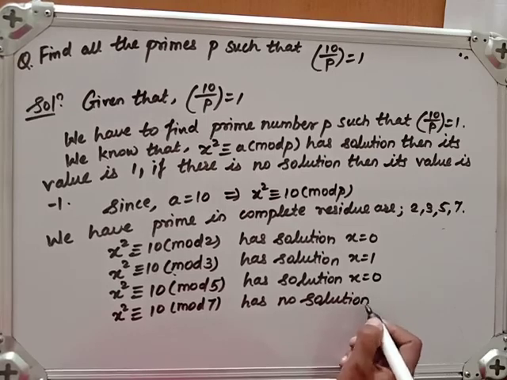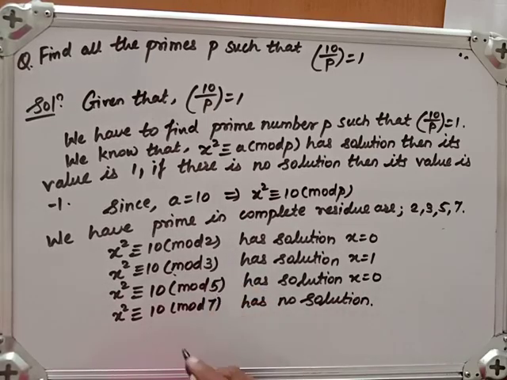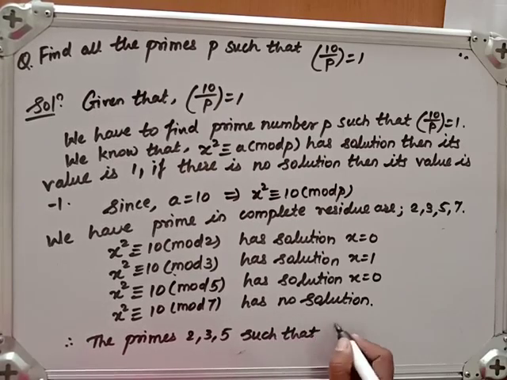So how many primes are there? The primes are only 3 in number: 2, 3 and 5. Therefore the primes are 2, 3, 5 such that the Legendre symbol of 10 by p is 1.